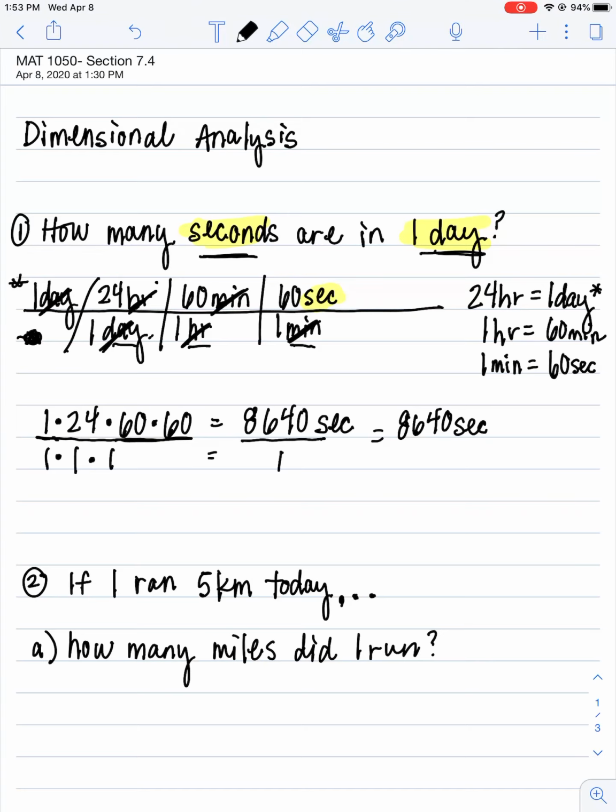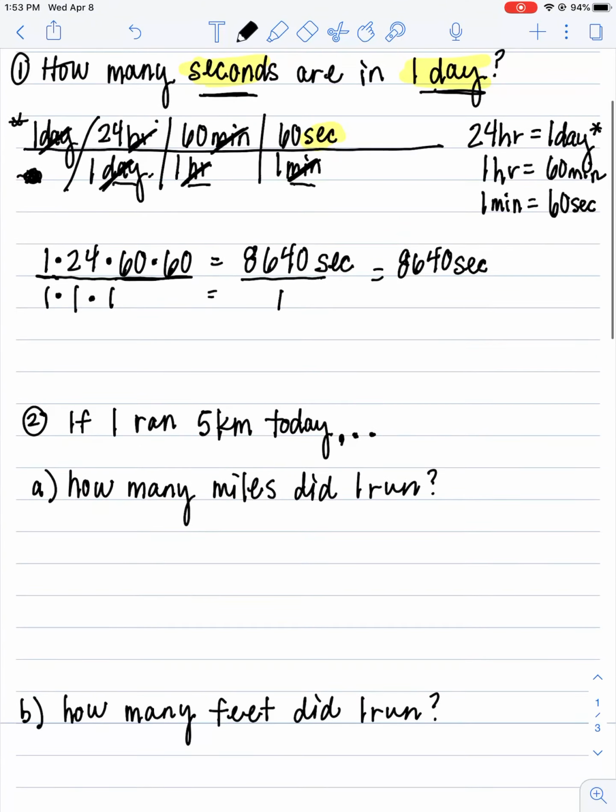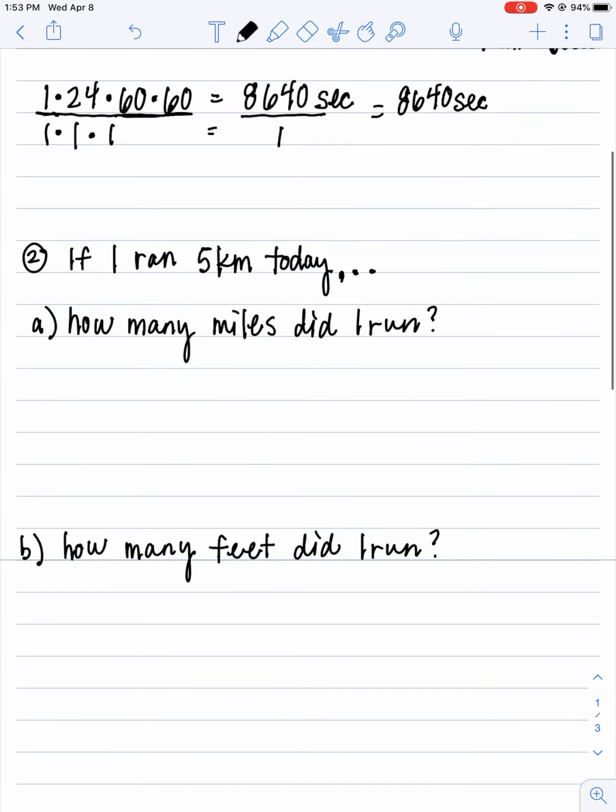So there's an example 1, and I wanted that one to be somewhat complex. That way you could get the hang of units in the numerator and units in the denominator. So let's take a look at number 2. I'm a big runner, and number 2 says, if I ran 5 kilometers today, how many miles did I run? And so we have to know a conversion between kilometers and miles.